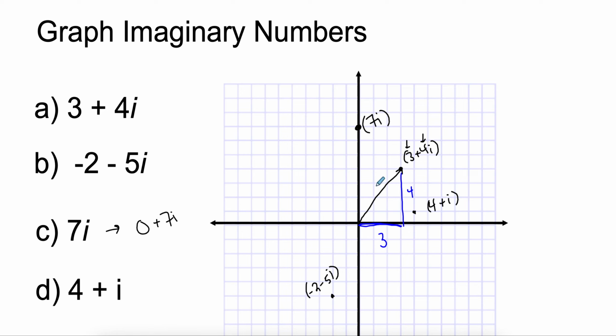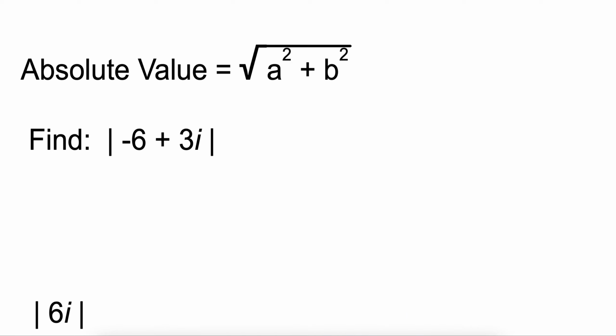But think about right triangle geometry. How do we find this value? Well, we have to use Pythagorean's theorem if we have a right triangle. So this value, what we're looking to calculate, I like to call the magnitude. However, our textbook will call this the absolute value. And so that's what we're looking at next.